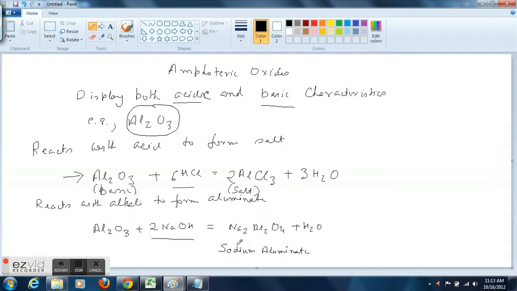Now take another example. Aluminium oxide reacts with sodium hydroxide to form sodium aluminate. It is another salt. But look, here it is reacting with alkali to form a salt. So that means it is behaving like an acidic oxide here. So it is an amphoteric oxide. Aluminium oxide is an amphoteric oxide which exhibits properties both like an acid and like a base.